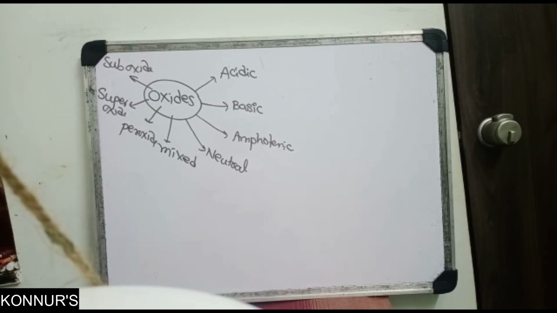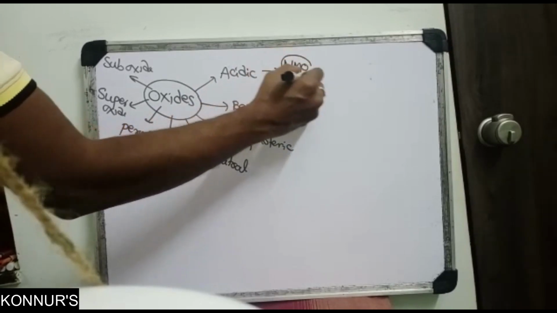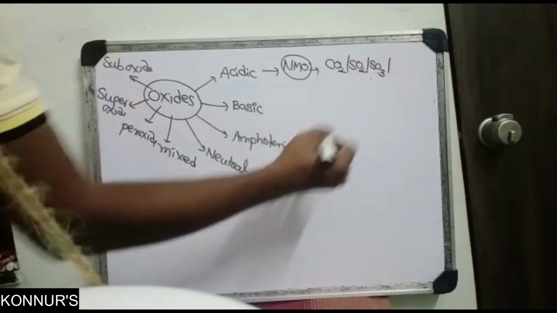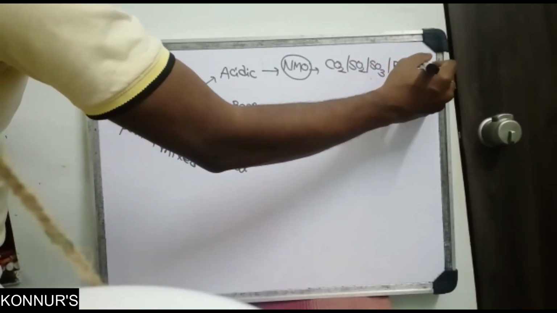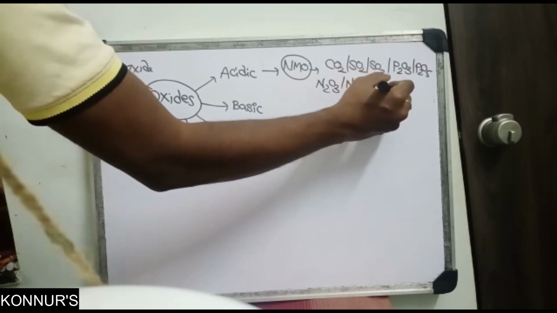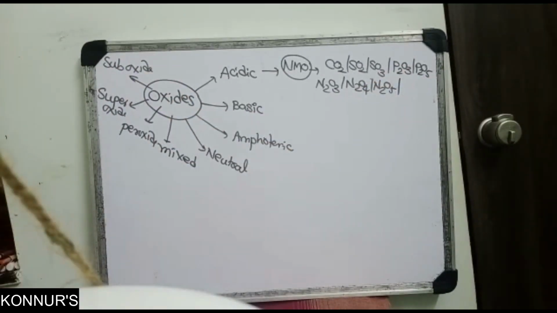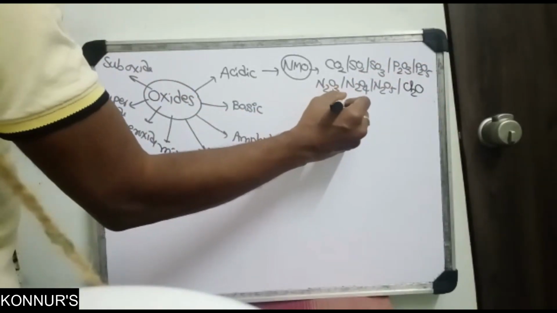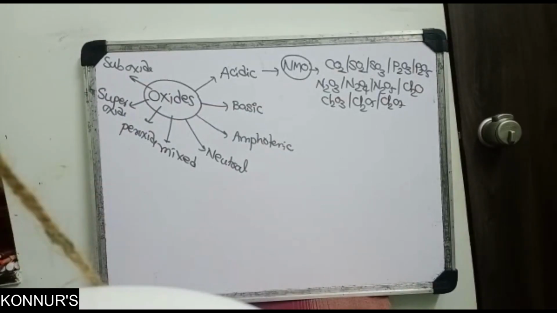Acidic oxides. What are acidic oxides? Non-metal oxides are acidic oxides. So CO2, SO2, SO3. So P2O3, P2O5. Nitrogen: N2O3, N2O4, N2O5. So nitrogen, phosphorus, sulfur are completed. Next, Cl2O, Cl2O3, Cl2O5, Cl2O7. All are coming under non-metallic oxides.